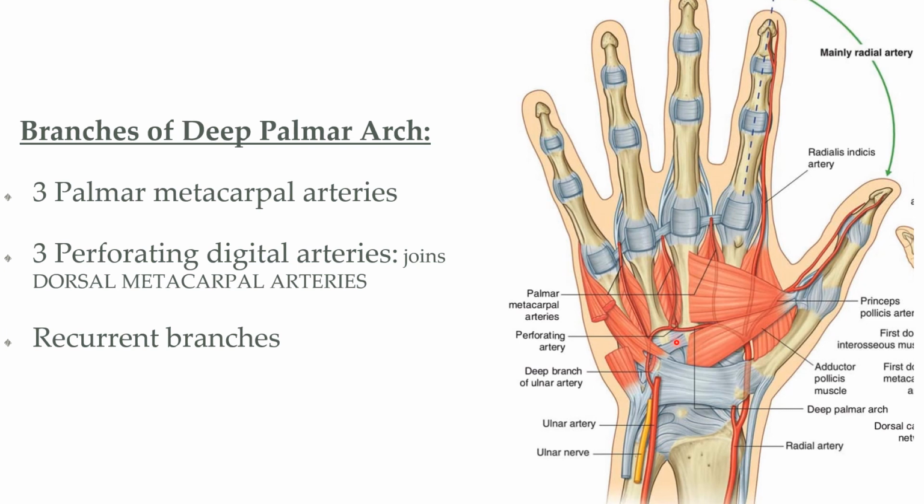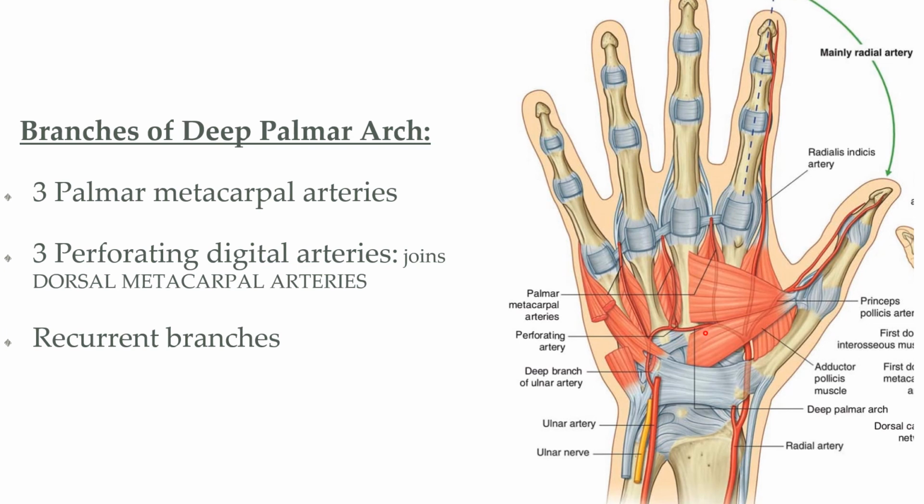The next set of branches coming from the deep palmar arch are the perforating digital arteries. These perforating branches, which are also three in number, unite with the dorsal metacarpal arteries, which come from the dorsal carpal arch. The third set of branches is the recurrent branches.